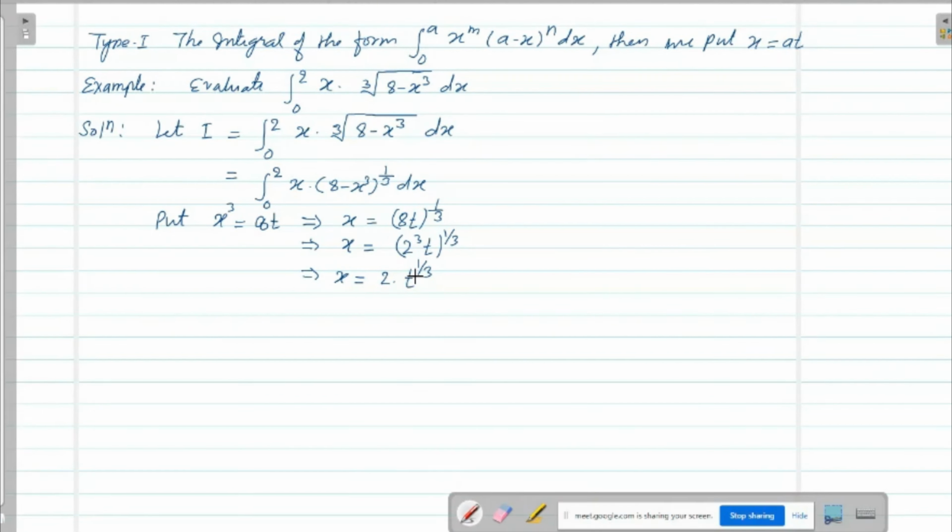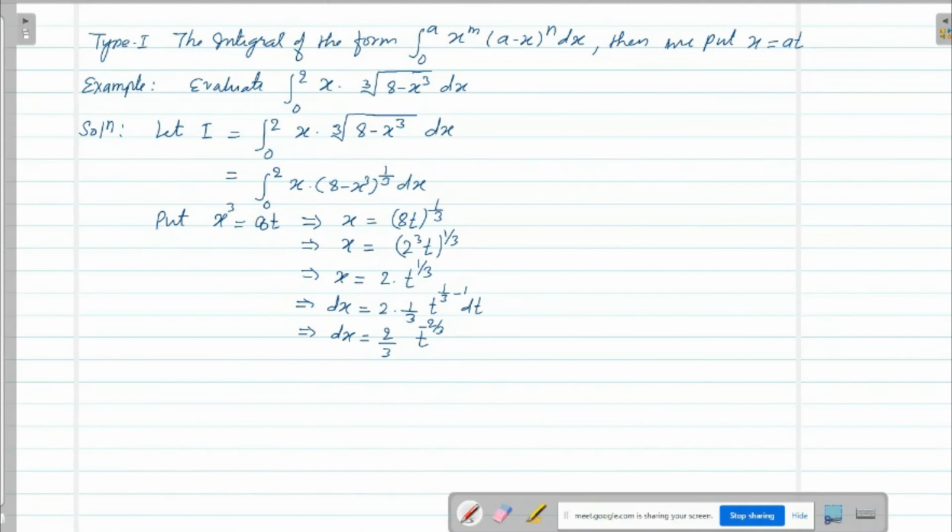So differentiate with respect to t. So you will get dx equal to 2 into 1 by 3 t raised to 1 by 3 minus 1. So this can be written as dx equal to 2 by 3 t raised to how much? Minus 2 by 3, and here dt. You are differentiating with respect to t, so we write down here dt.